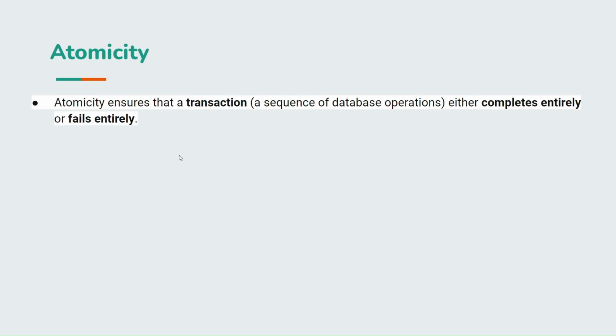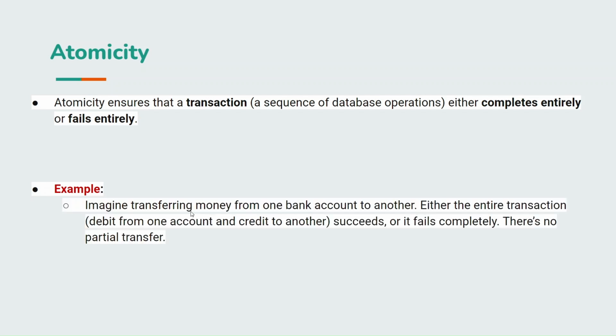First is atomicity. This ensures that a transaction is treated as an indivisible unit. Either all the operations within that transaction succeed or none of them do. This prevents partially completed transactions from leaving the database in an inconsistent state. Let's take an example here: you're transferring money from one bank account to another. So either the entire transaction, debit from one account and credit to another, succeeds, or it fails completely. If it fails, the amount is instantly refunded to your account. There is no partial transfer in between.